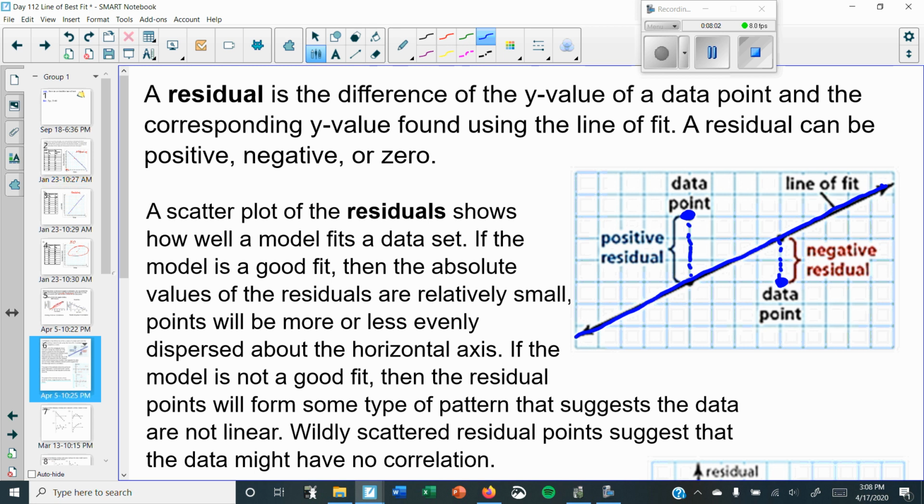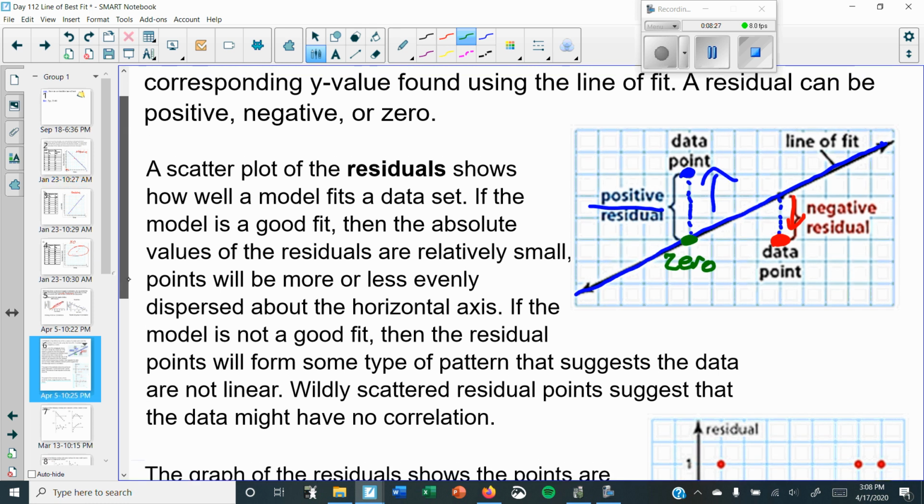If the dot you plotted is above the line, we say it's a positive residual. If the dot you plotted is below the line, we say that's a negative residual because it's below it. And if the dot is on the line, do you see how there could be a dot on the line? If there's a dot on the line, we would say that's 0 residual. Okay?